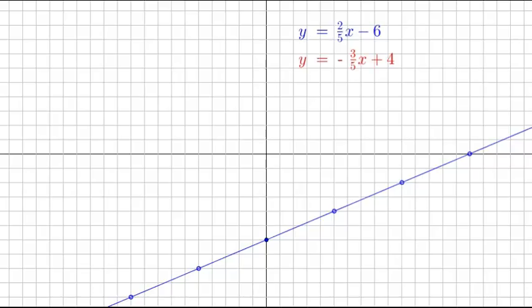This line has, again, a slope and an intercept. Slope is negative this time, negative 3/5, and the y-intercept is positive 4. So once again, we're going to start by plotting the y-intercept. That's the point where our line is going to cross the y-axis. And in this case, it's going to be 0, 4. Let's go ahead and plot that point.